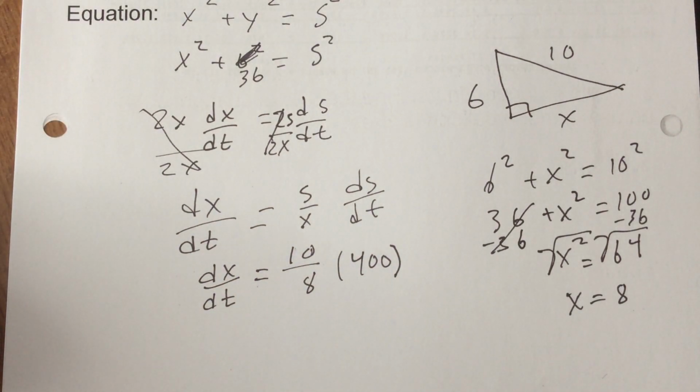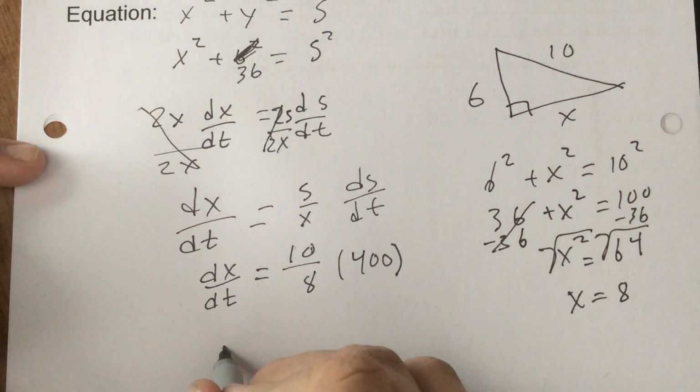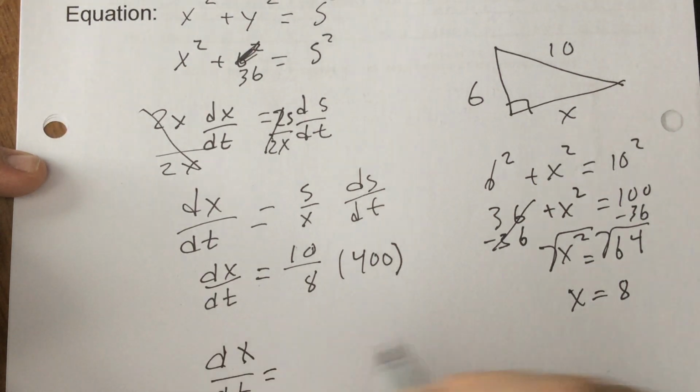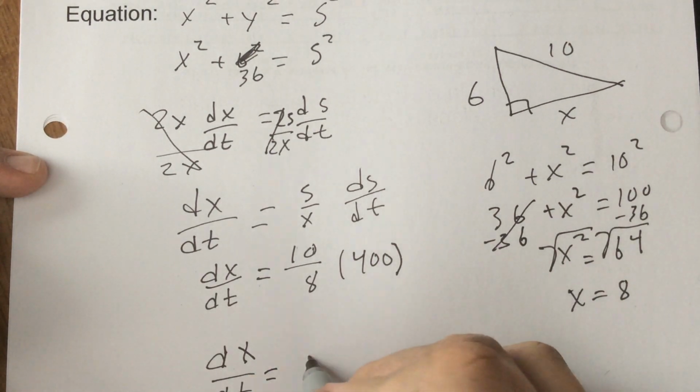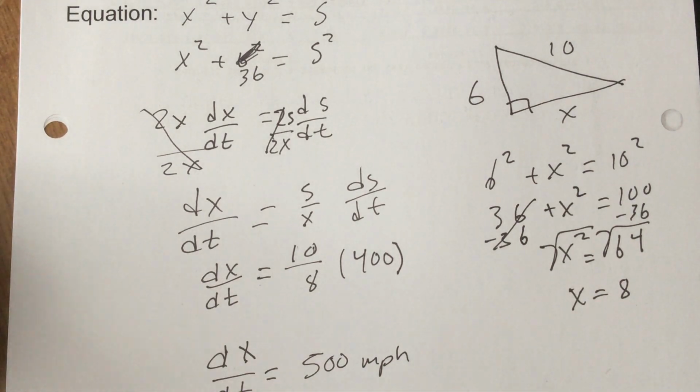Now, if we solve this out, how many 8s go into 40? Well, 5 of them. So there would be 50 that go into 400. 50 times 10, getting ahead of myself. 50 times 10 then would give us 500 miles per hour for our speed.